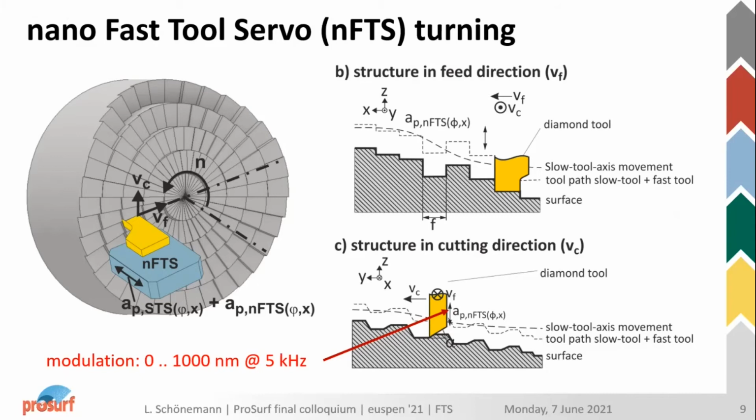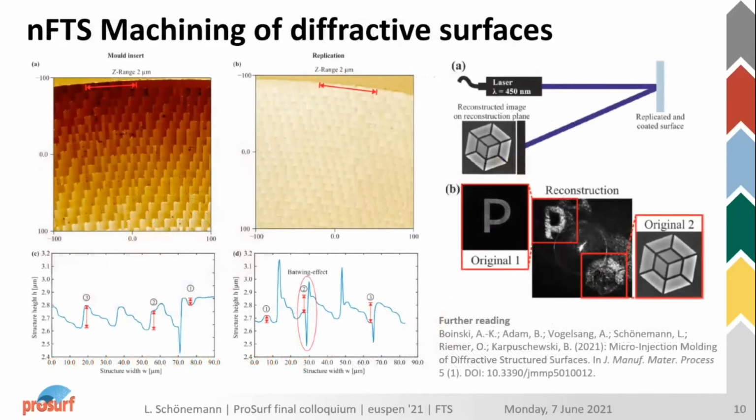And with Nano Fast Tool Servo turning, you can generate about 3,000 pixels per revolution on such a workpiece. And what we use this for is generating holographic surface structures or diffractive structures. You can see this in this case. This is just a small section of such a modulated workpiece.